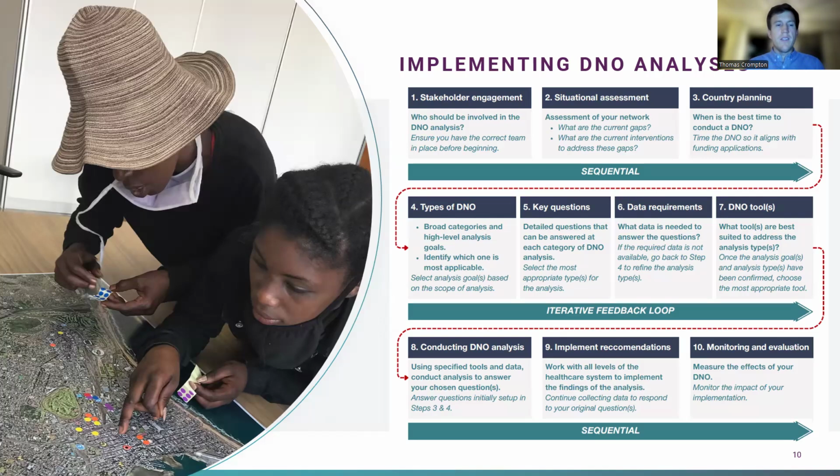So this implementing DNO analysis we've broken down into 10 steps, and I'm going to take us through these over the course of this talk. The most important being steps 4 to 7, and we'll go through those in a lot of detail and then provide some examples.